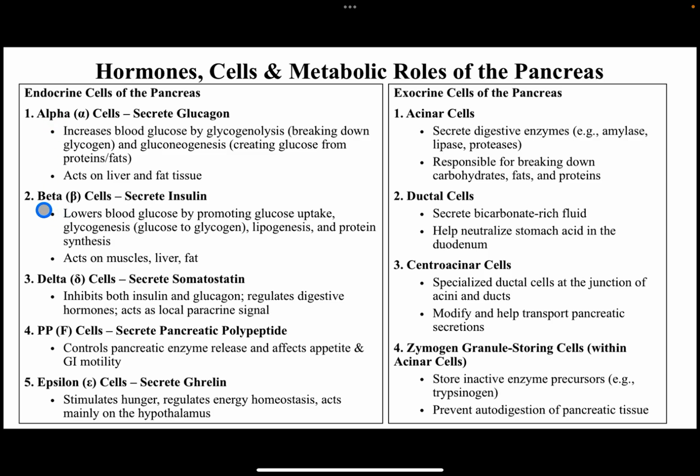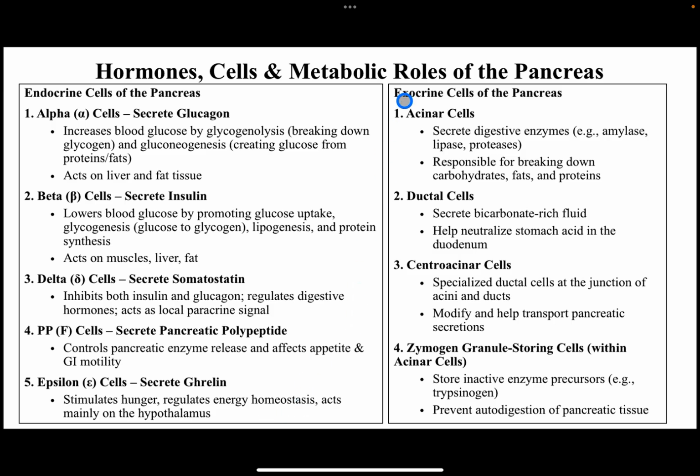So the glucagon works to increase your blood glucose level. The insulin works to lower your blood glucose level. The delta cells inhibit the action of both insulin and glucagon. Then the PP or pancreatic polypeptide cells control the activity of the exocrine pancreas. The epsilon cells secrete ghrelin, which mostly acts on the hypothalamus to stimulate hunger, and it also plays a role in regulating energy metabolism.